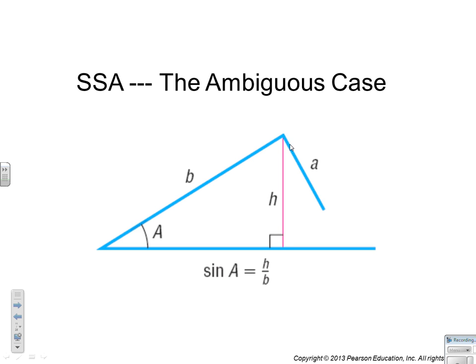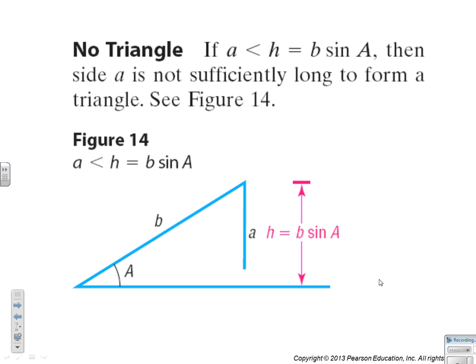Sine A, so if we throw in an altitude here, a height of our triangle, we now have a right triangle and we can use trigonometry. So sine of A is equal to H over B. We're going to do a test when we have side-side-angle. We're going to calculate what B sine A is, and if side A is smaller than the height, then you can't have a triangle because that side isn't long enough.